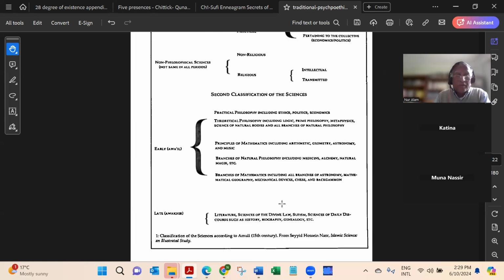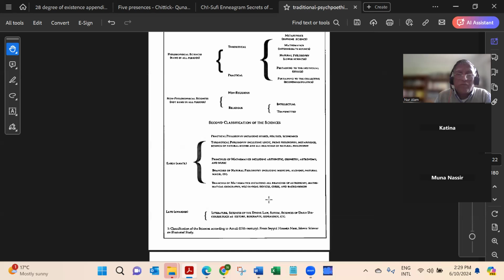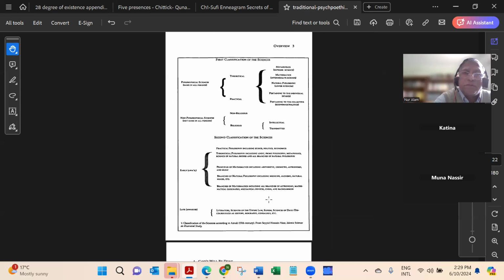Okay, now let's look at this diagram. This diagram is related to that classification you just read. As you see here, philosophical science and non-philosophical science, and then early and late, the second classification of science. So there is a first classification of science and a second classification of science. The first classification is philosophical science and non-philosophical science. And the second classification of science is early versus late.